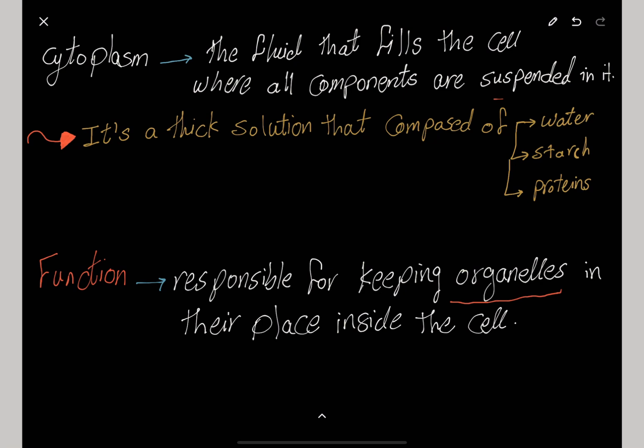The organelles that are suspended in the cytoplasm are the nucleus, subvacuole, and green plastids. So the cytoplasm keeps these organelles in their place inside the cell. Do you understand which organelles the cytoplasm keeps in place? They are green plastids, subvacuole, nucleus, and so on.